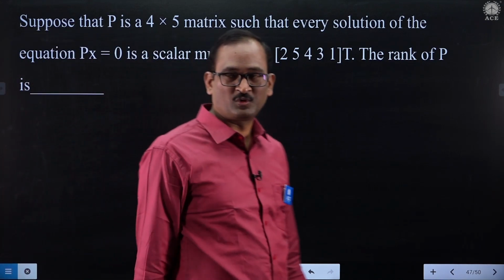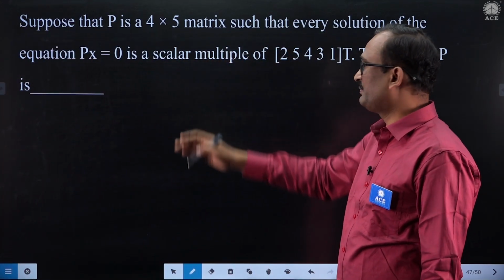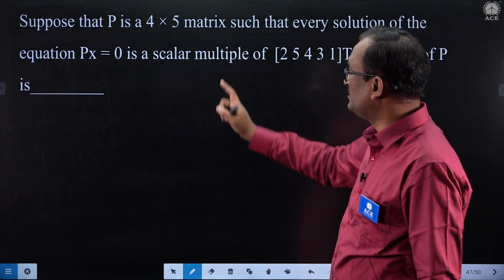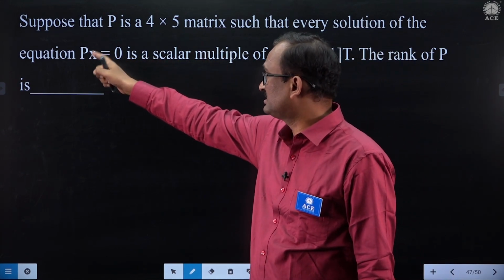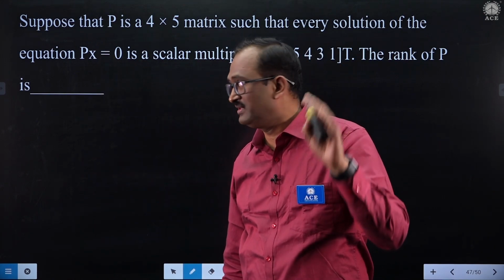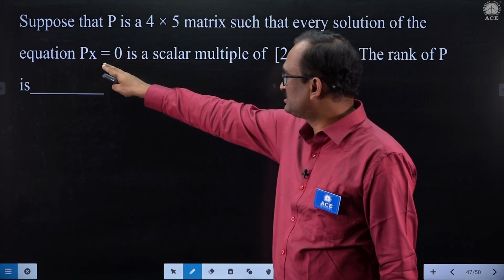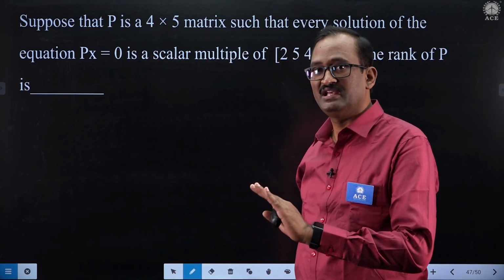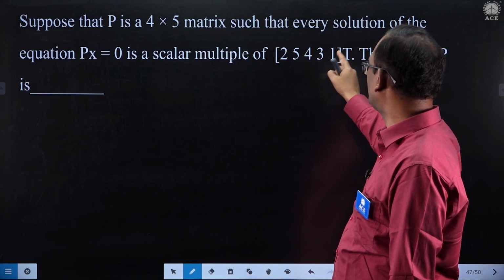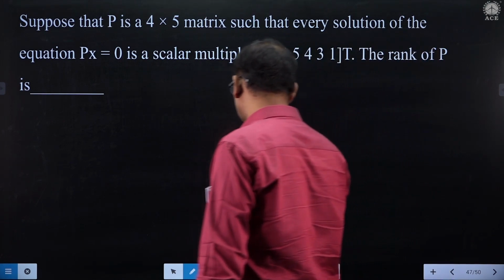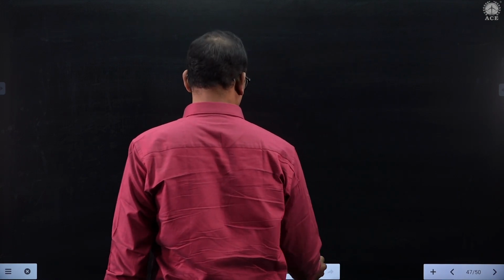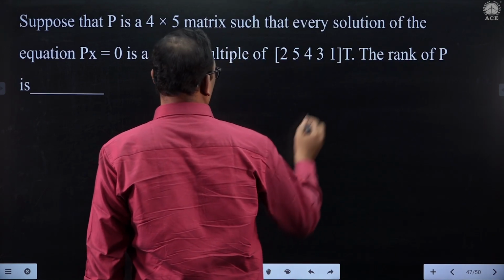Please read the given problem. Suppose capital P is a 4 by 5 matrix such that every solution of the system of equations Px equal to 0, that is a homogeneous system, must be a scalar multiple of (2, 5, 4, 3, 1) whole transpose.